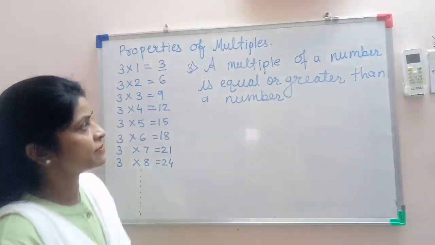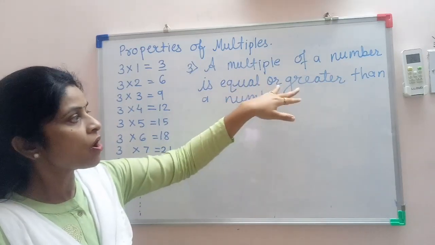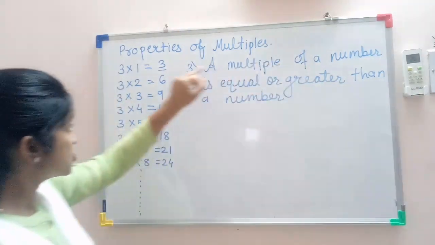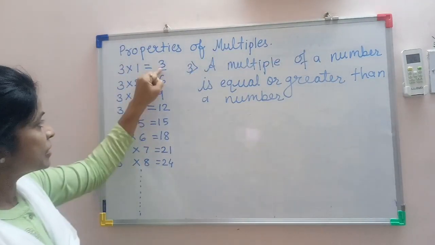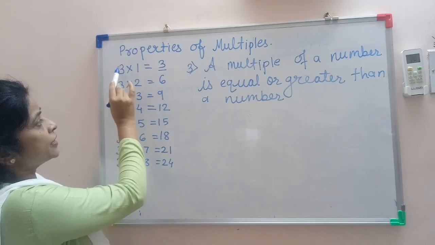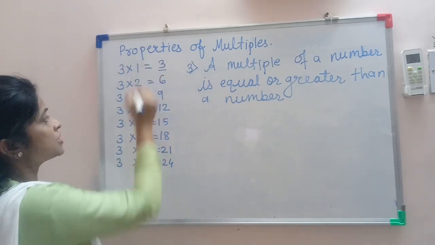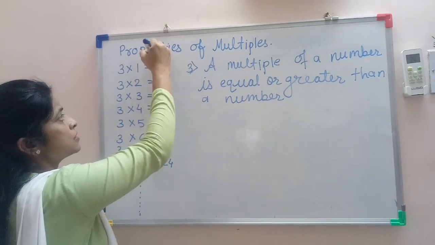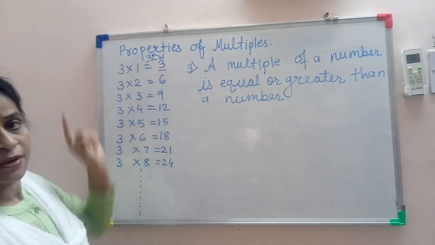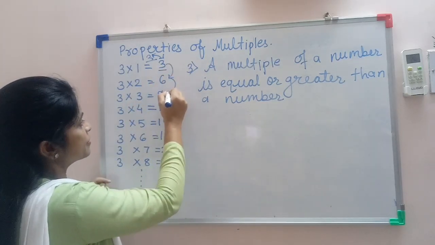The third property of multiples is that a multiple of a number is equal to or greater than the number. What does this mean? I will show you. See, I have written here the multiples of 3. When I multiplied 3 with 1, I get 3. It is equal. These are the multiples of 3. That means the first multiple of 3 is equal to the number and the rest are greater than the number.